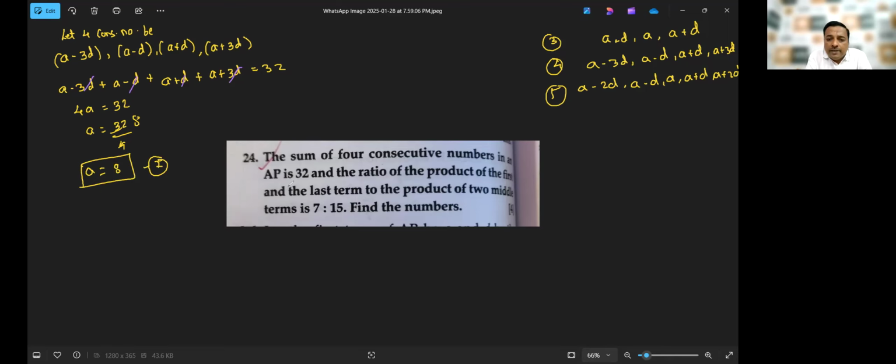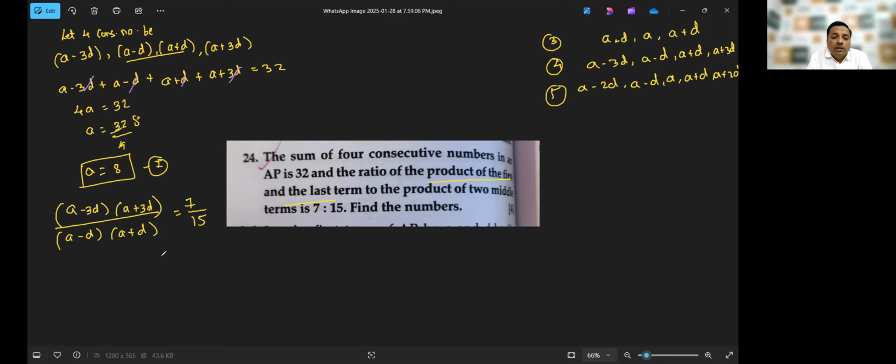Now the next part is the ratio of the product of first and last number. यानी first and last को multiply करो, a minus 3d and a plus 3d. इसका ratio and the ratio of middle two terms, ये दोनों का ratio, that is a minus d and a plus d. The ratio of this one is 7/15.